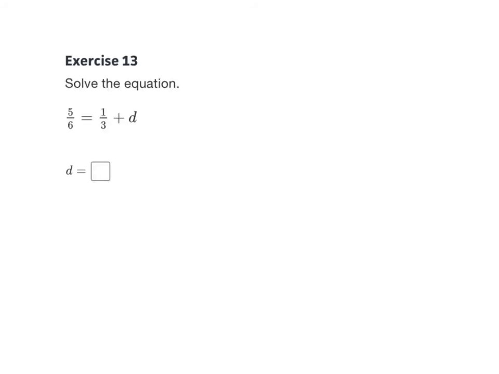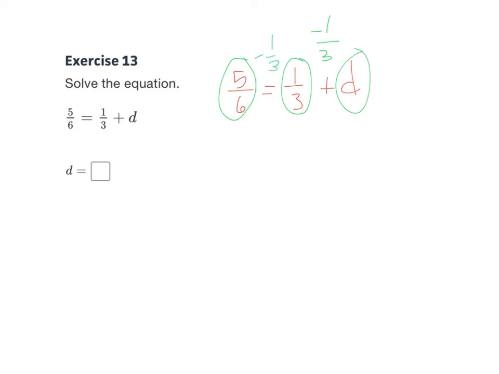The last one that I have here is 5/6 is equal to a third plus d. My terms are 5/6, 1/3, and d. Now, to isolate d, to get d by itself, I have to do the opposite or the inverse of a positive 1/3, which means I'm going to minus a third from both sides. Minus a third here, minus a third here. So that goes away. I'm going to rewrite it. 5/6 minus 1/3 is equal to d.